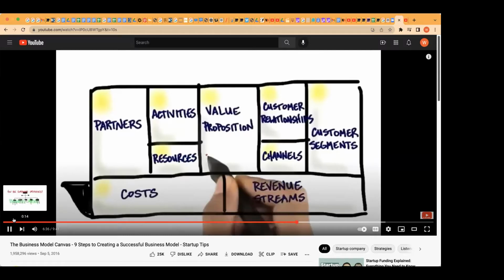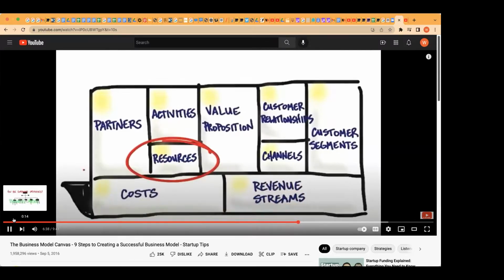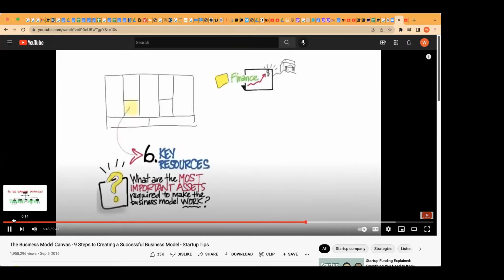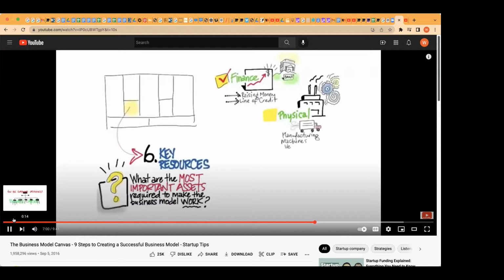Next piece you want to think about is, what are the key resources? What do you need to make the business model work? What assets are important? And what's an example of an asset in a key resource? Well, finance. Do you need capital? Do you need a line of credit? Some assets and resources are physical. Do you need physical plant, like a manufacturing line? Do you need specialized machines? Do you need vans for delivery? Do you need cars? Is there something else you need?